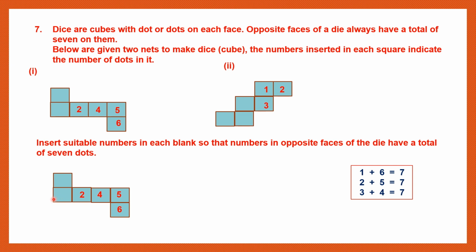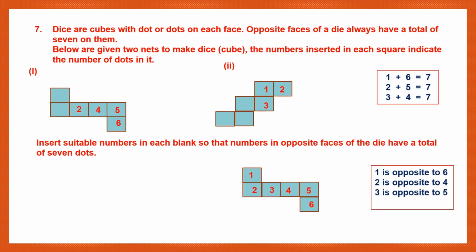We have to find out. So now these are the opposite faces. Here, can you see 1 is opposite to 6? So I've written 1, 2, 3, 4, 5, 6. I've numbered all the faces, and 1 is opposite to 6, 2 is opposite to 4, and 3 is opposite to 5. So this is the order for this net. For this net, you start from top: 1, 2, 3, 4, 5, 6.